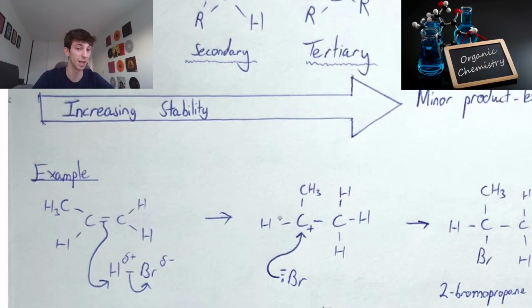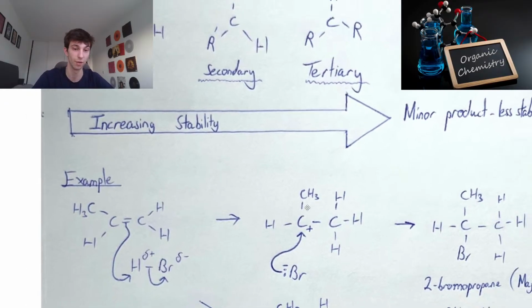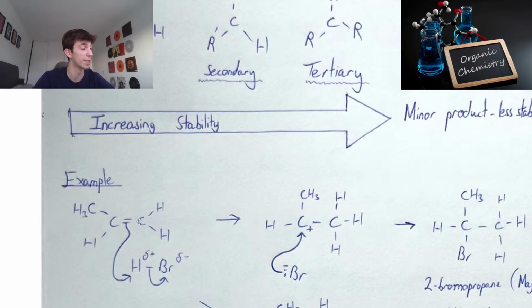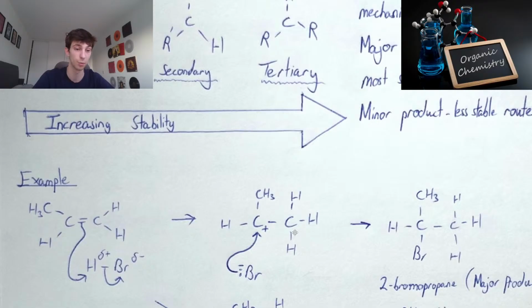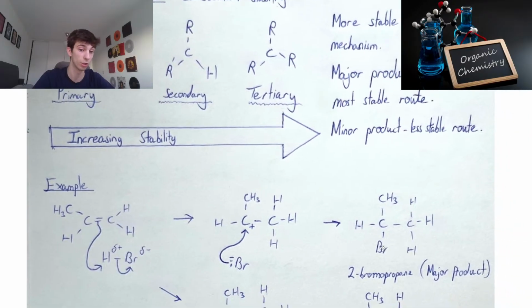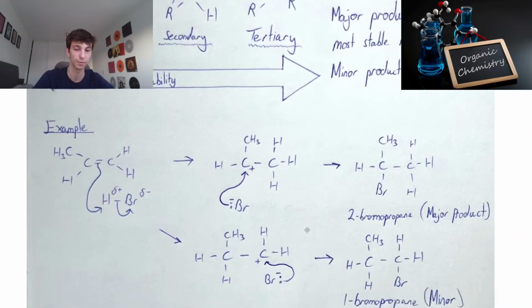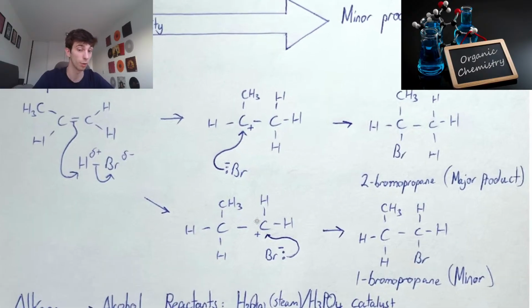From here, this will be that stable carbocation because we have, let's see how many carbons it's connected to, 1, 2, that's a secondary carbocation. If we had used the other carbon, this would just be a primary carbocation. This is more stable, so our major product will be 2-bromopropane. Then we can see our minor product, where we only had that primary carbocation, will be 1-bromopropane.